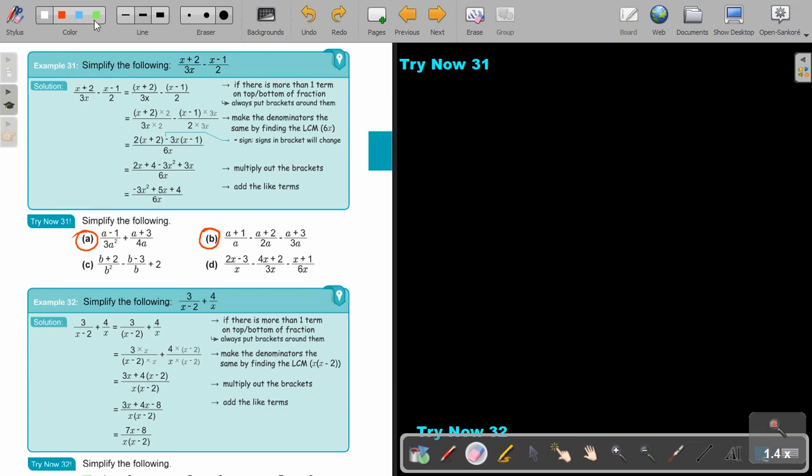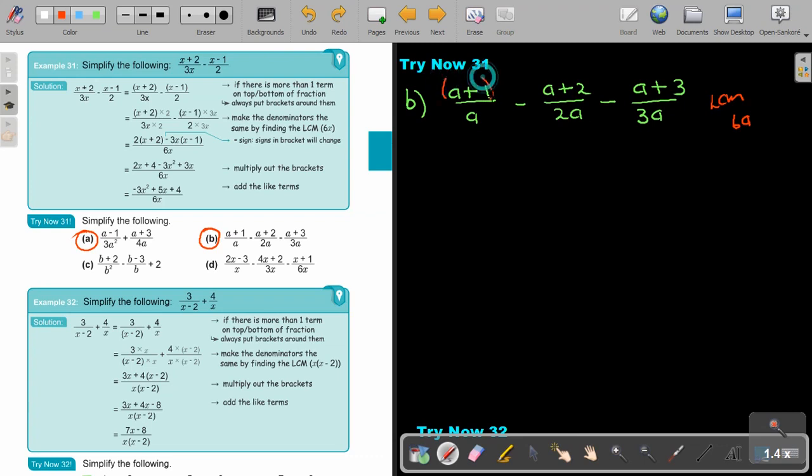Now if I look at number B, I'm going to have a plus 1 over a minus a plus 2 over 2a minus a plus 3 over 3a. And again, what is my LCM? It's just going to be 6a. Okay, let's just continue. Yes, let's keep it to that one. So in this case, I put brackets.